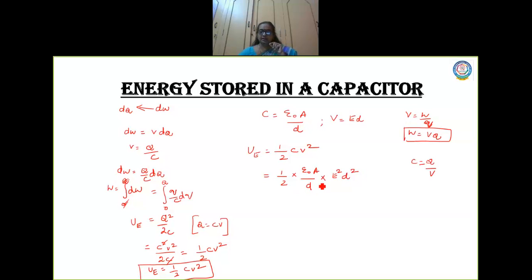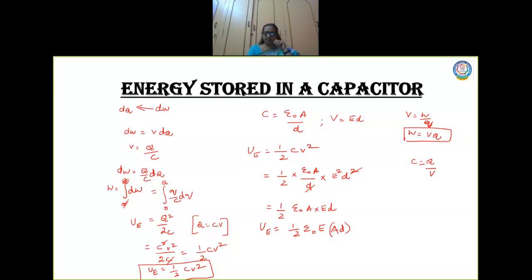Now here one D gets cancelled. So I have the equation half into epsilon naught A into E into D. This is the equation. So here I can rearrange this equation as half into epsilon naught into E into A into D. Now what is this A into D, children?